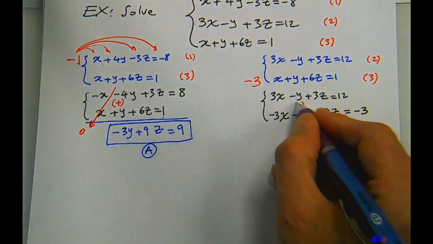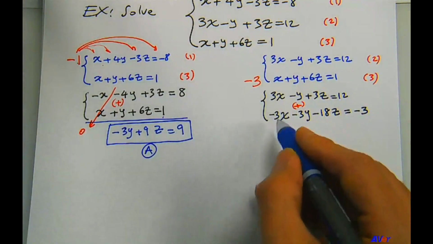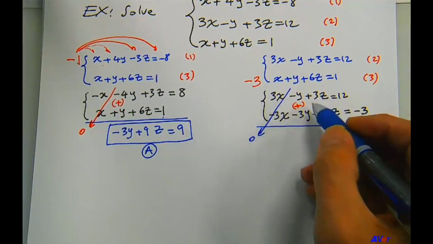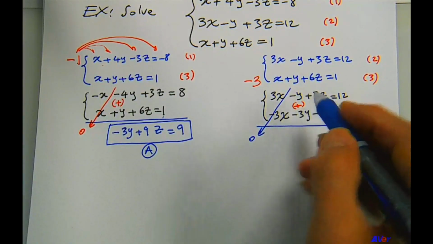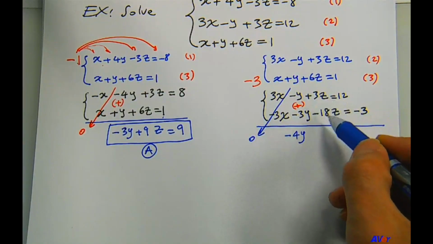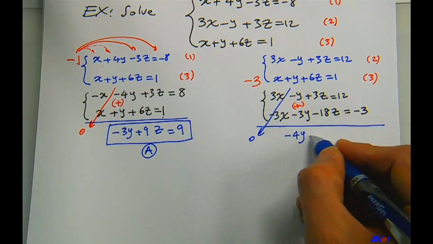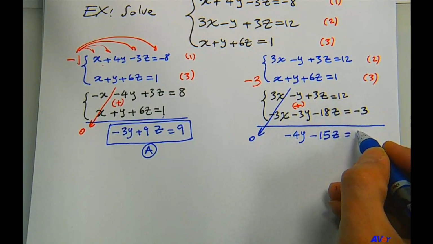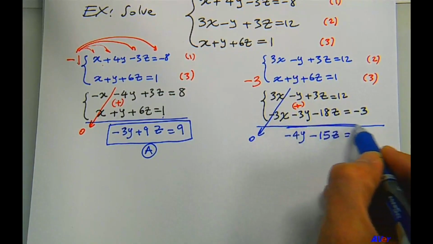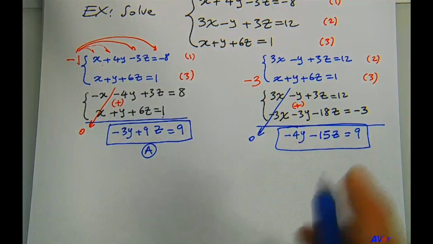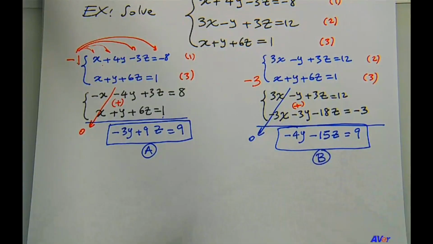Now let's add those two equations together. 3x plus minus 3x is 0. Minus y plus minus 3y, that's minus 4y. 3z plus minus 18z, that'll give us minus 15z. And 12 minus 3 is just 9. So we have another reduced equation here with the number of variables reduced to only 2. And let's call this reduced equation B.